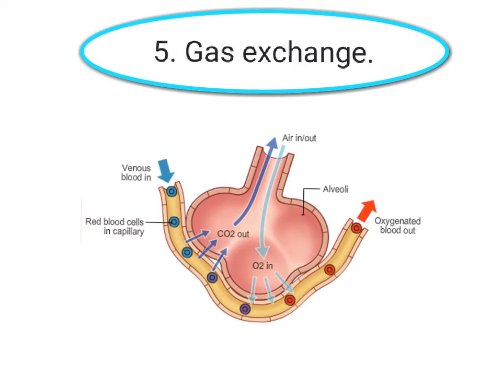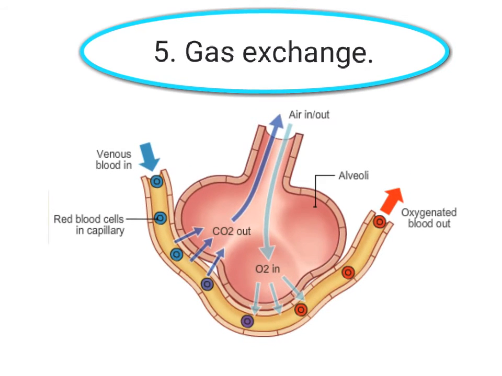Gas exchange is the dispersion of gases from an area of higher concentration to an area of lower concentration, especially the exchange of oxygen and carbon dioxide between an organism and its environment. In plants, gas exchange takes place during photosynthesis. In animals, gases are exchanged during respiration. This process occurs in the alveoli.